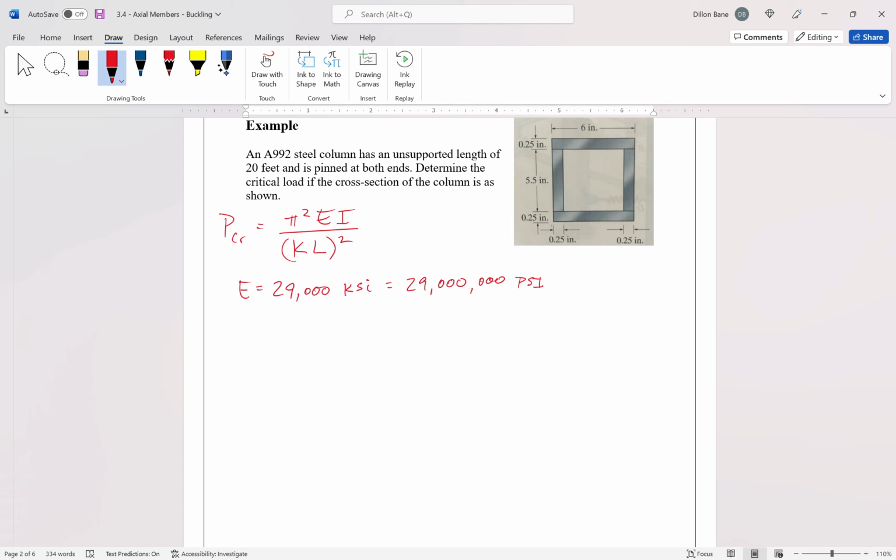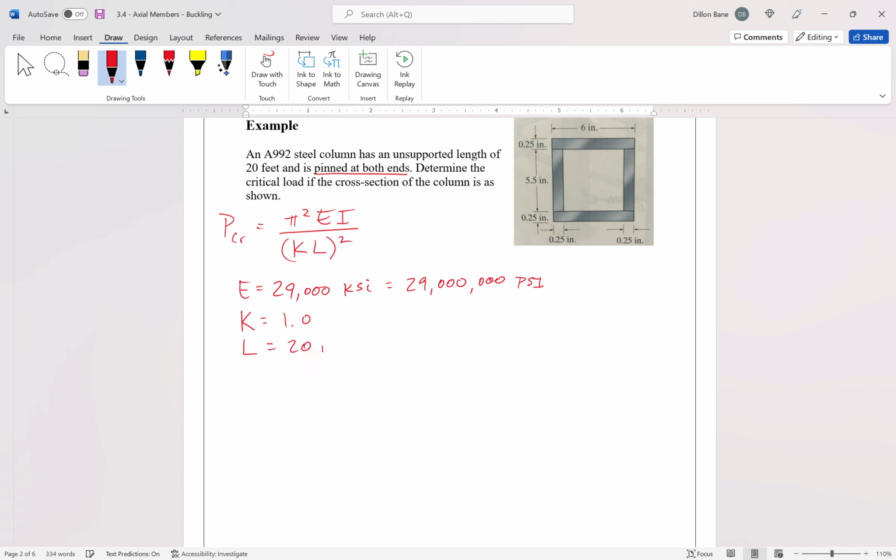So we know E. I is the moment of inertia, right? And we're going to get that from the cross section. We're going to have to calculate that, and we'll do that here in a second. K, we've been given for this particular column. It says that it is pinned at both ends. So if we're pinned at both ends, that's a pin-pin column. K equals 1.0. And then finally, our last variable that we've been given is the length of our column, specifically the unsupported length of 20 feet.